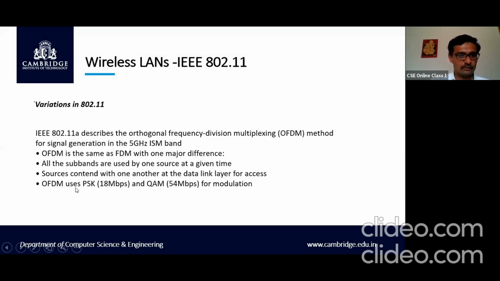So OFDM uses PSK, phase shift keying, or QAM, quadrature amplitude modulation. With PSK, the data rate achieved is 18 Mbps, and with QAM, 54 Mbps is the data rate. So with OFDM multiplexing, PSK and QAM modulation techniques are used in 802.11a.